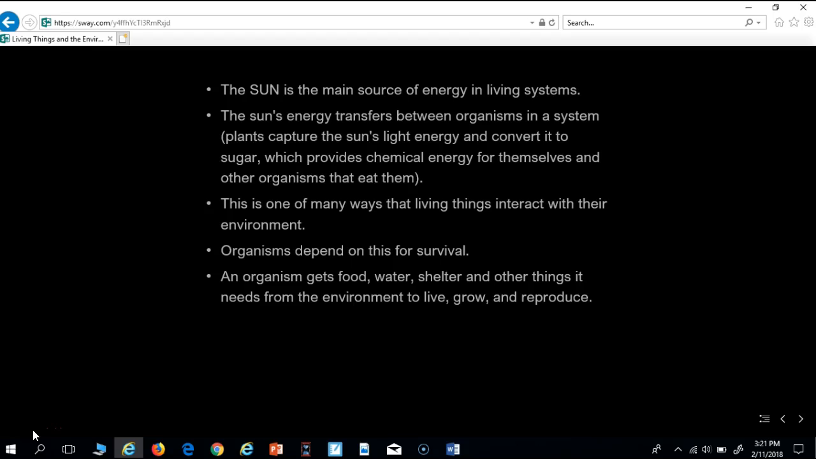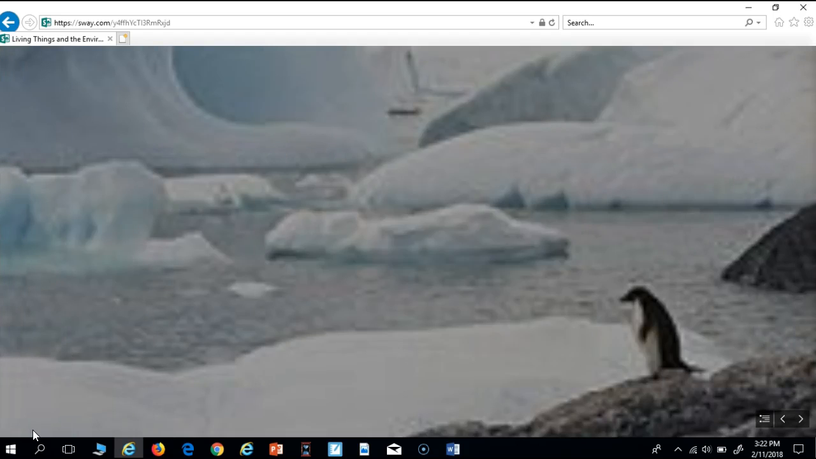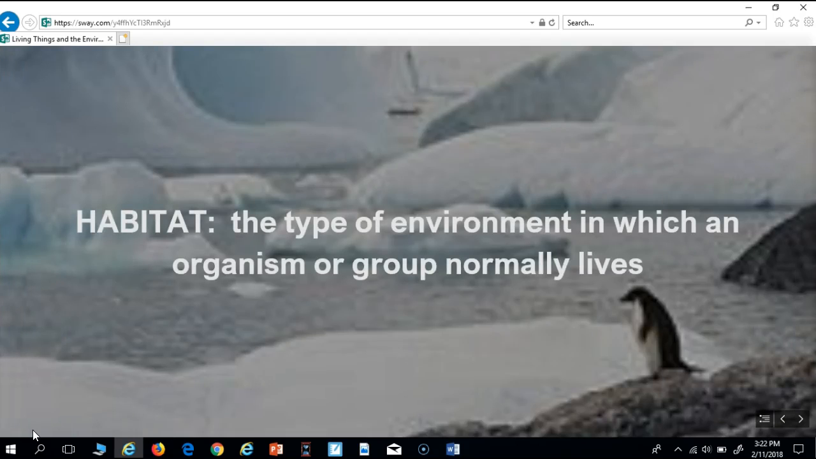An organism gets food, water, shelter, and other things it needs from the environment to live, grow, and reproduce. A habitat is the type of environment in which an organism or group normally lives.